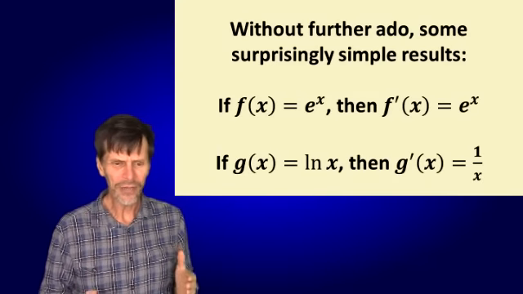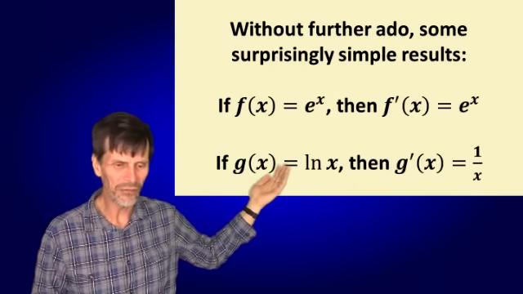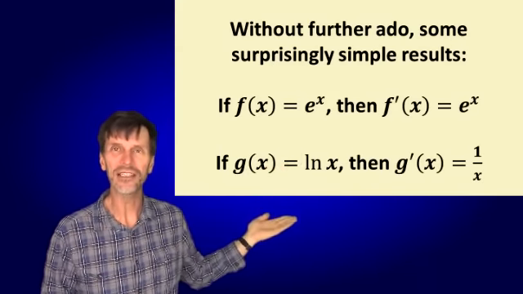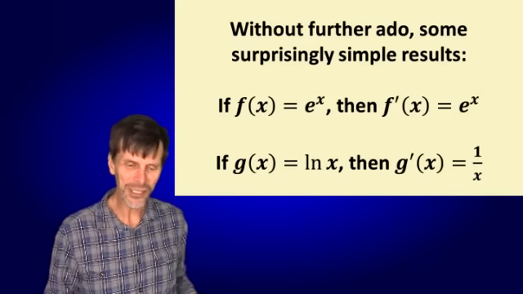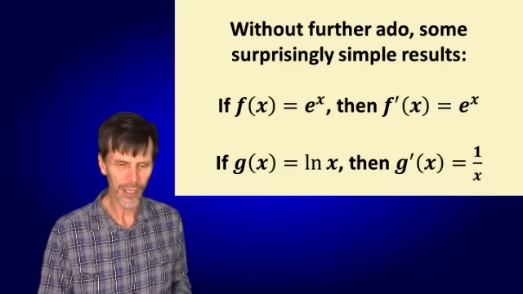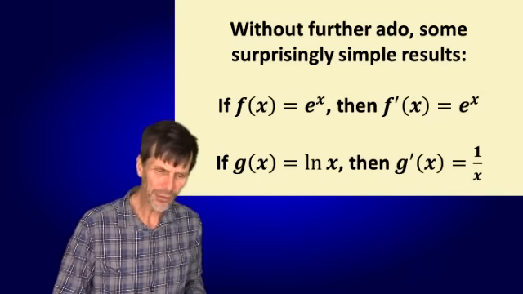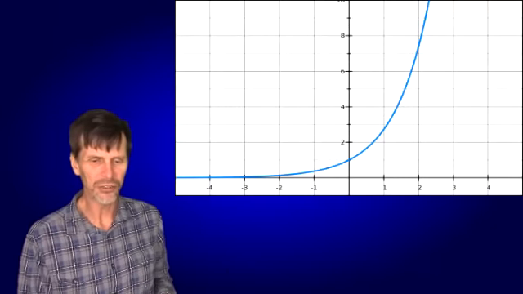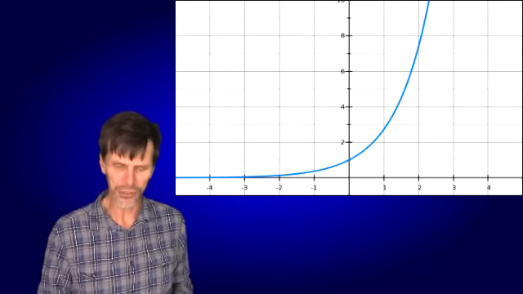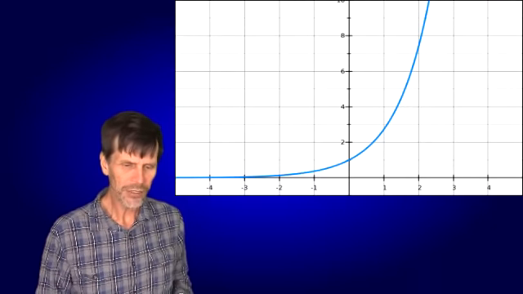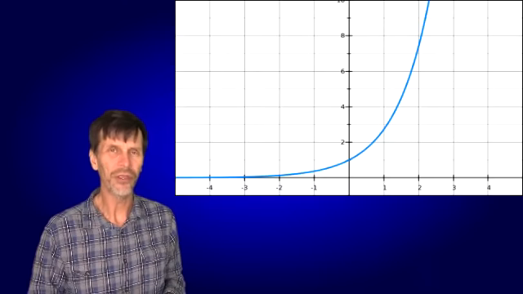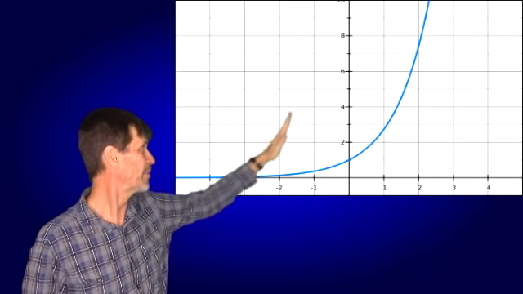Sort of hard to believe that these complex equations or functions, e to the x and natural log of x, have such simple first derivatives, but they do. So I'm going to concentrate on a couple of graphs here and tie the first derivative in with the slope one more time. Let's first consider the graph of e to the x. I have that up there on the board.